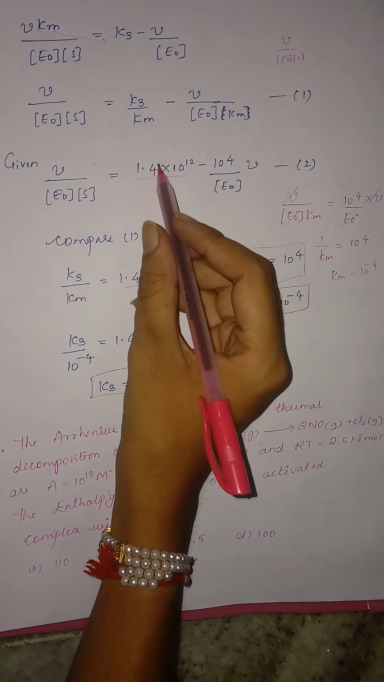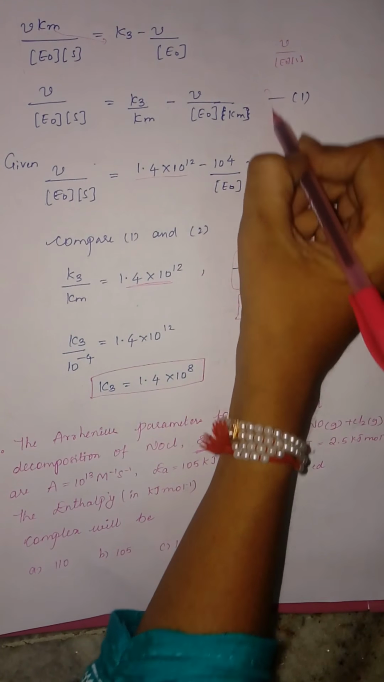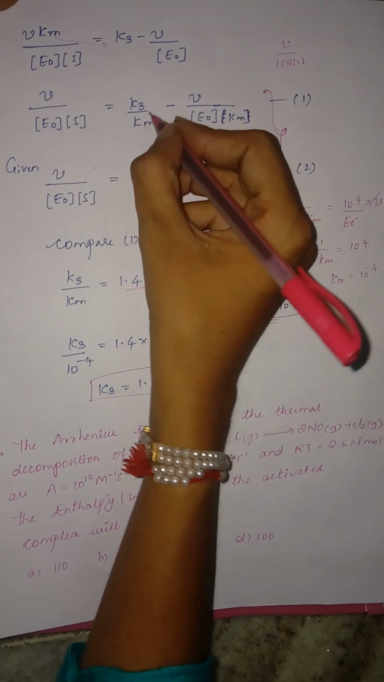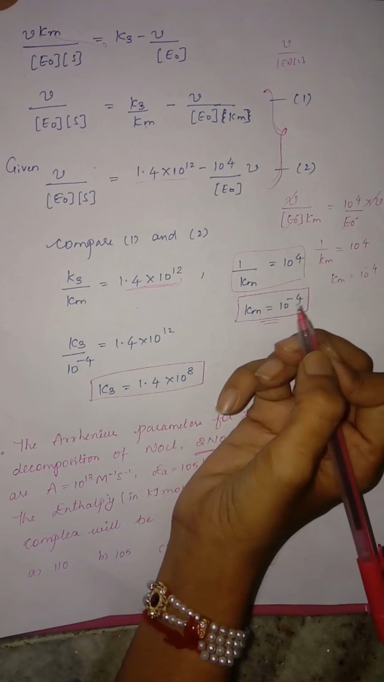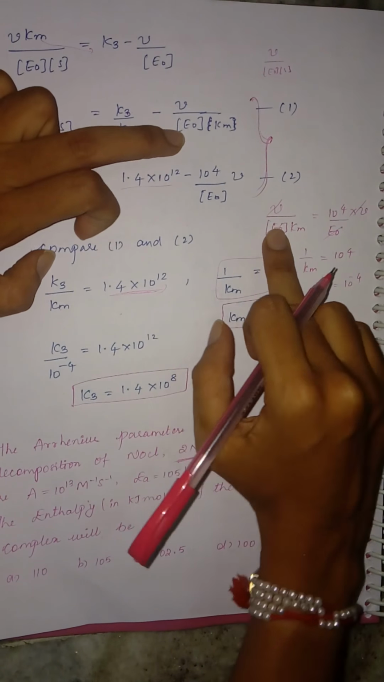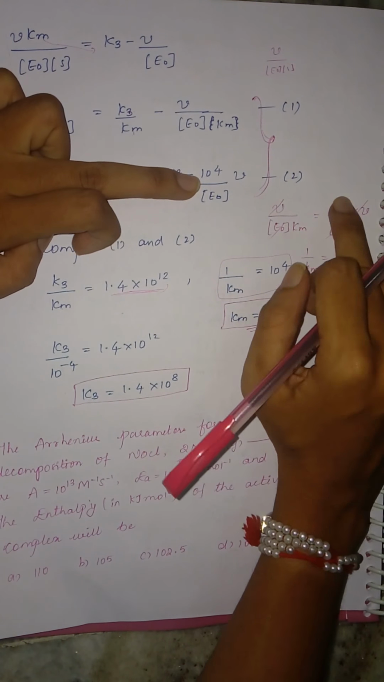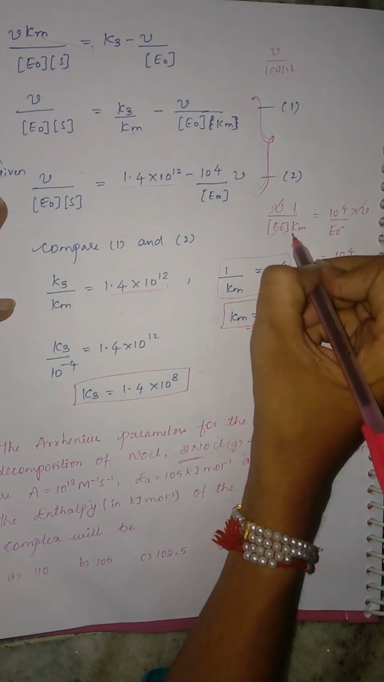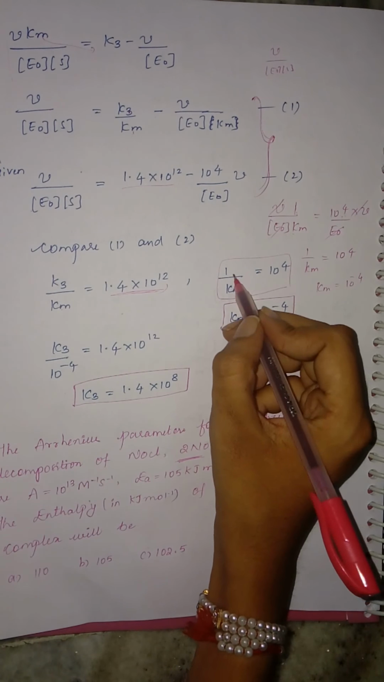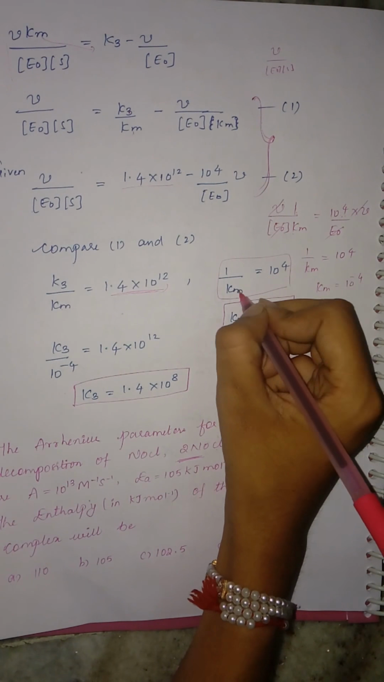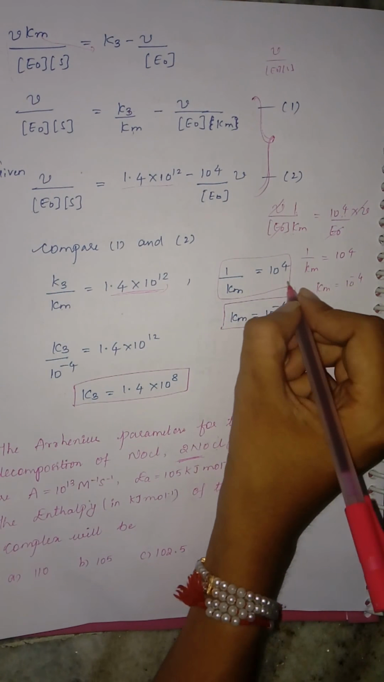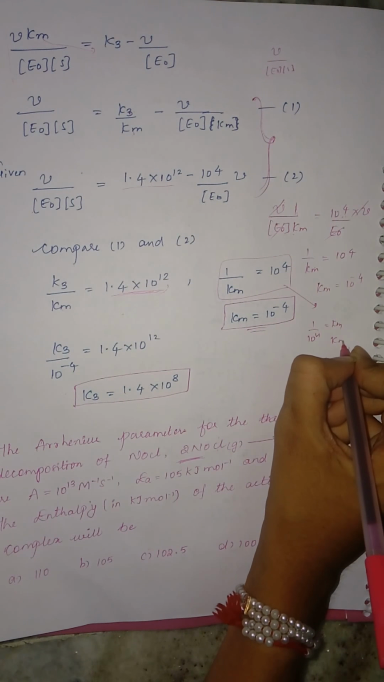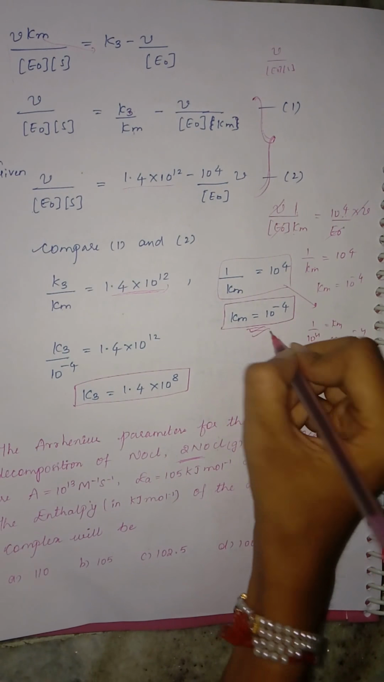So K3 by Km. Now that these two are equal, you can compare the values. How do you compare? From these two equations you can see that V by E naught into Km is equal to 10 power 4 E naught into V. If you cancel V and E naught, you'll get 1 by Km is equal to 10 power 4. So if 1 by Km is 10 power 4, then what will be the Km value? 10 power minus 4, right? Because 1 by Km is 10 power 4, so Km is 1 by 10 power 4, which is 10 power minus 4. So this is what you get from this particular derived form.